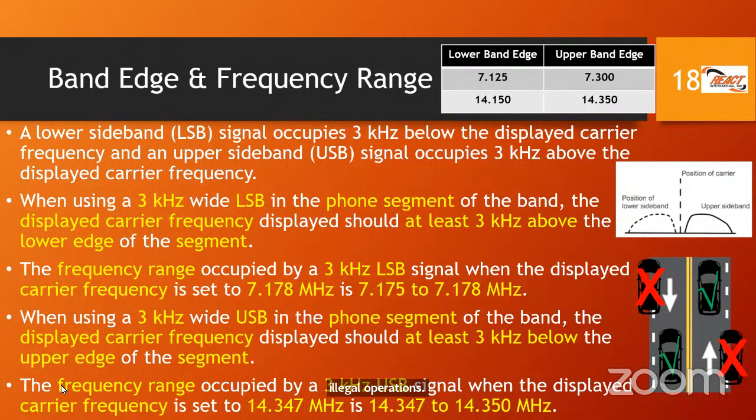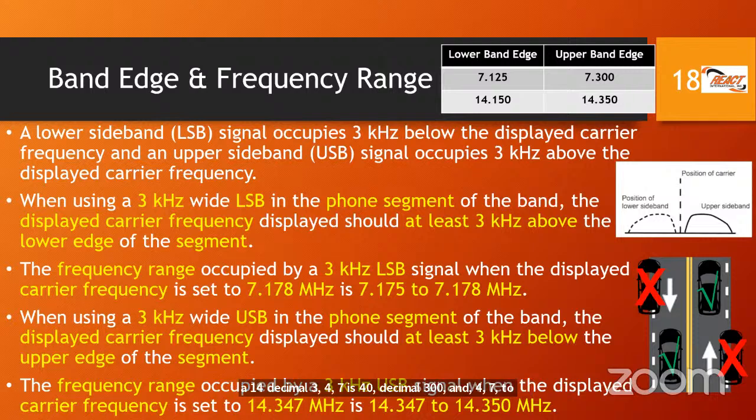So specifically, the frequency range occupied by a 3 kilohertz USB signal when the displayed carrier frequency is set to 14.347 is 14.347 to 14.350. What does this mean?